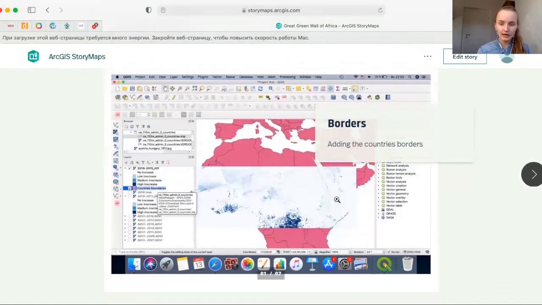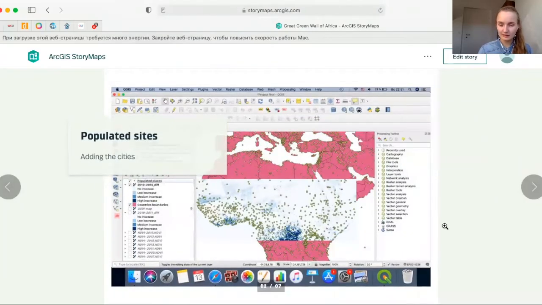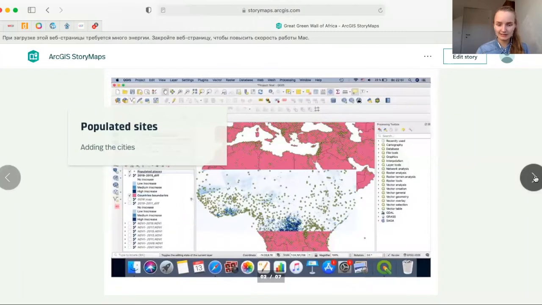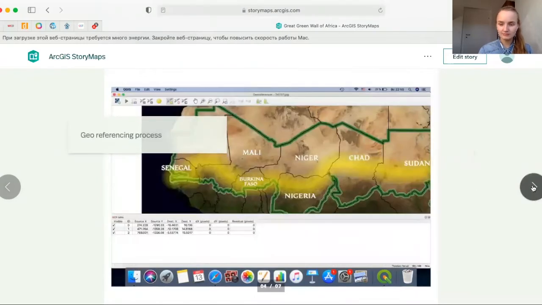So first of all, I downloaded country borders. Here you can see my data and the country borders. Then I added the cities and populated areas. After that, I found a picture that shows the Great Green Wall Initiative project, and now I need to do georeferencing. So I went through the georeferencing process. Here you can see how I did it.